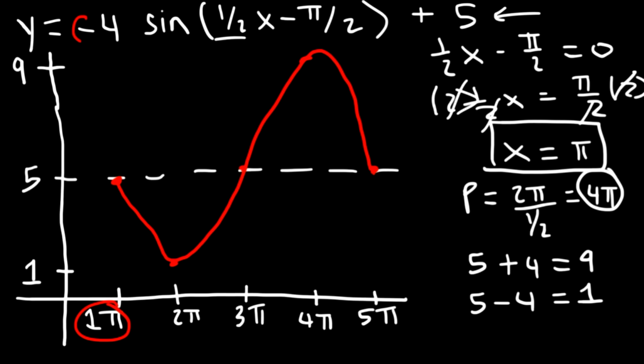It's reflected over the midline. It's vertically stretched by a factor of 4. It's horizontally stretched by a factor of 2. And it's shifted by pi units to the right. And it's been shifted 5 units up.